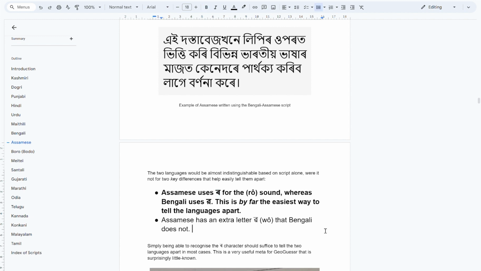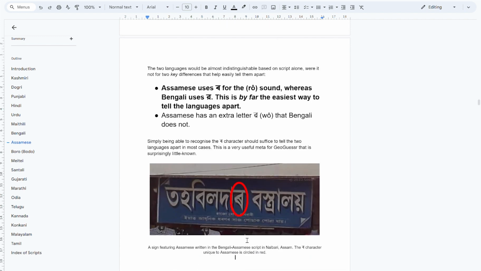So Assamese uses this character for the rho sound, whereas Bengali uses this one. That's by far the easiest way to tell them apart. There's one other tip. Assamese has an extra letter, this one here, that Bengali does not. That one doesn't come up that often, but when it does, that's another way to tell them apart. Simply being able to recognize this character here, though, should be enough to tell the languages apart in most cases.